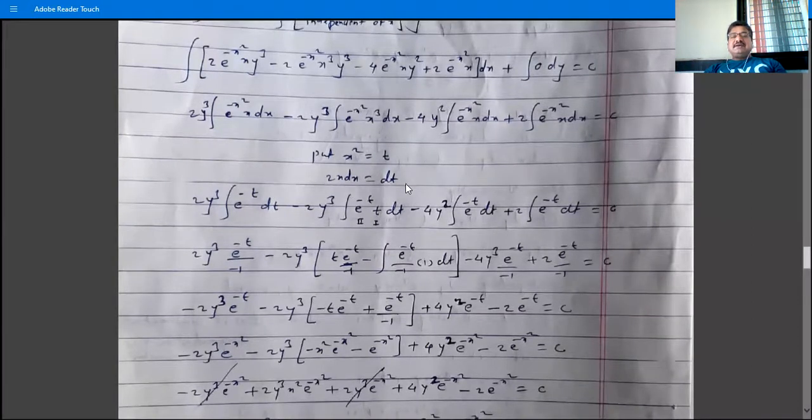And then substitute x square is equal to t. So twice x dx is dt, meaning x dx is 1/2 dt. So 2y cube e raised to minus x square becomes e raised to minus t, and x dx is 1/2 dt. Here, is it right, 1/2 dt, or is it wrong, dt by 2 or 1/2 dt?